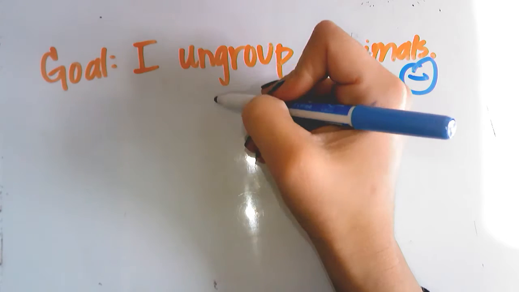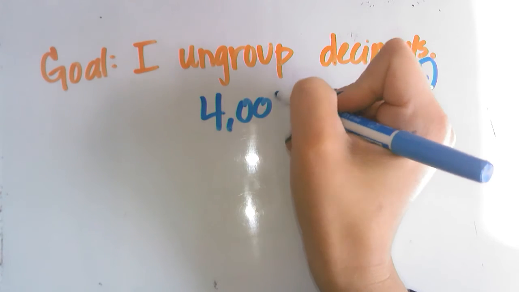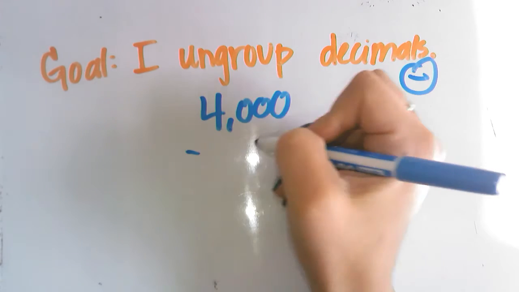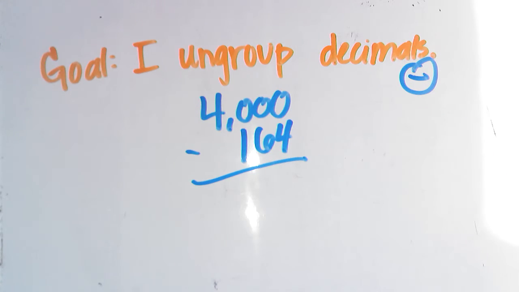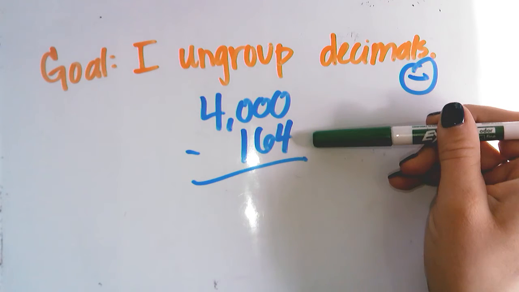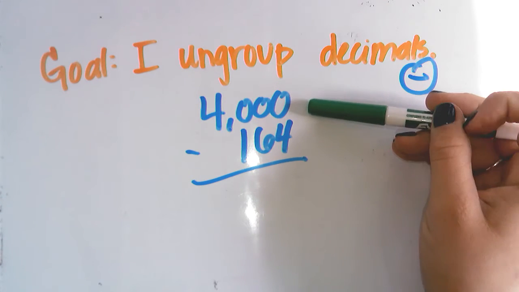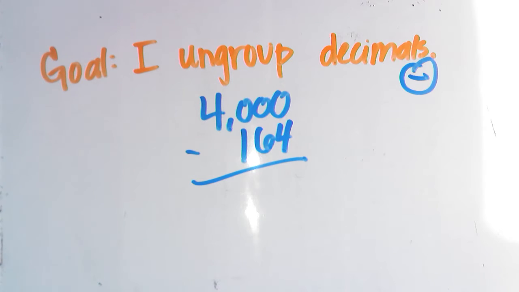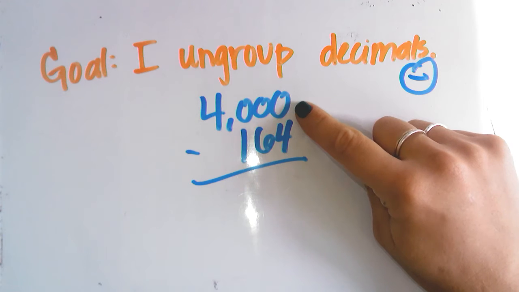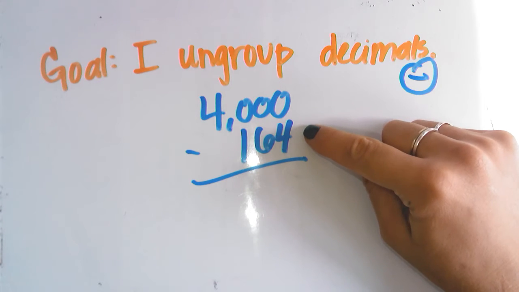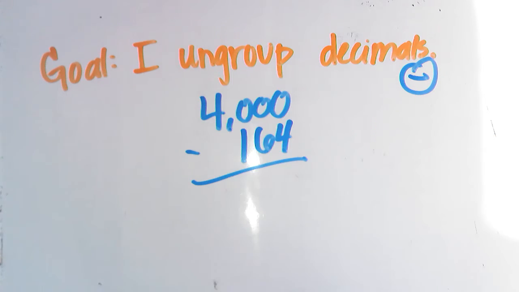So if we had a problem like this, 4,000 minus 164, just looking at this, we know that we can subtract these numbers. And we know that because this bottom number is smaller than the top number. However, when we go to do that, we run into a problem right away. 0 minus 4. If we have 0 things, we cannot take away 4 things. So we have to ungroup.